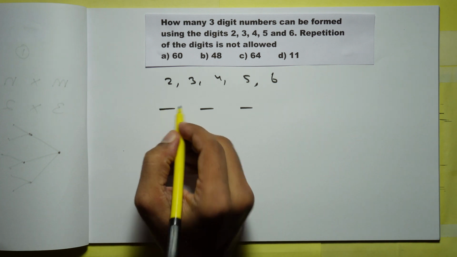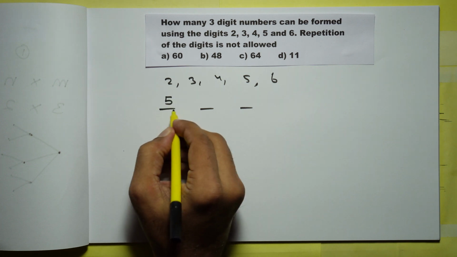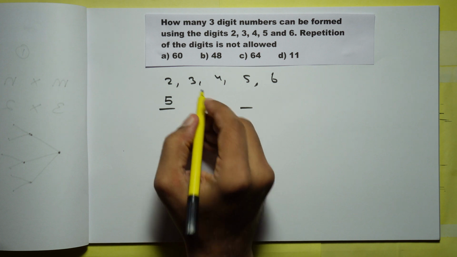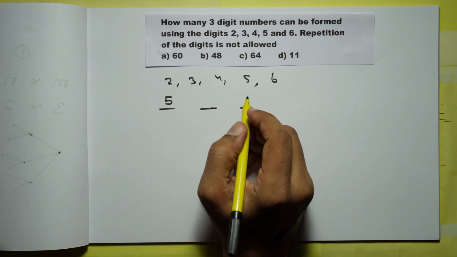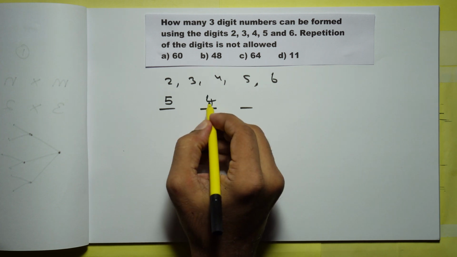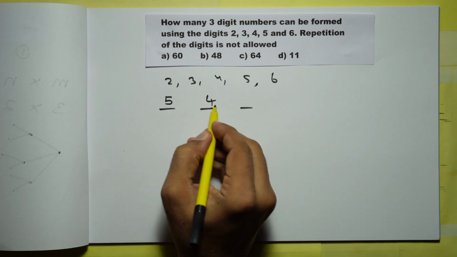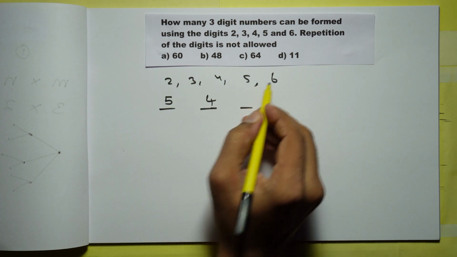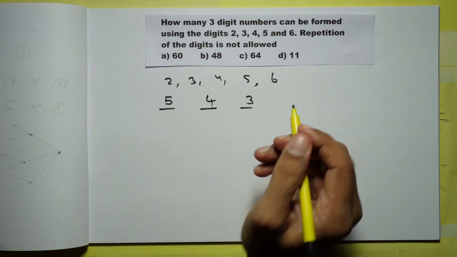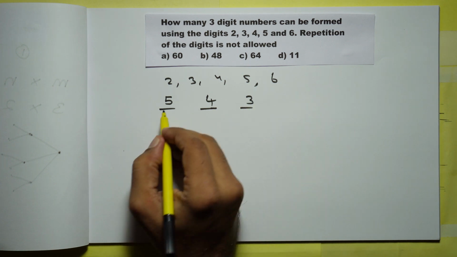So this blank can be filled in any of these 5 numbers. So 5 possible outcomes for this blank. Repetition is not allowed. So this blank can be any of the remaining 4 digits. So what is used here cannot be used here. So any of the remaining 4. So 4 possible outcomes for the second blank. Now after filling these 2 blanks, 5 numbers are there. 2 of them have already been used here. This can be any of the remaining 3. Now this and this and this. Only then will you get a 3-digit number.